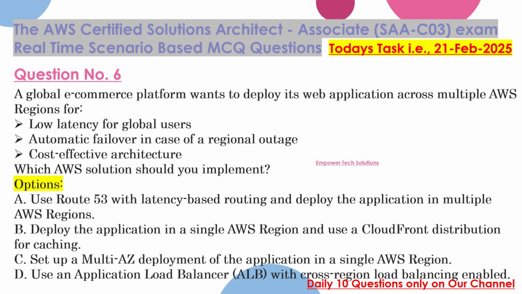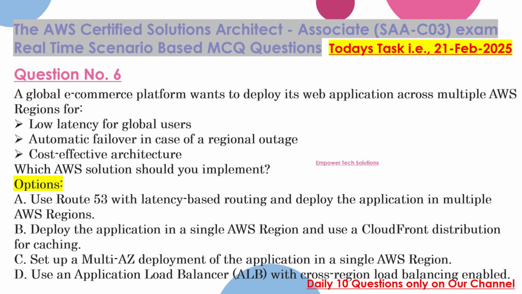Question 6. A global e-commerce platform wants to deploy its web application across multiple AWS regions for low latency for global users, automatic failover in case of a regional outage, and a cost-effective architecture. Which AWS solution should you implement? Options: A. Use Route 53 with latency-based routing and deploy the application in multiple AWS regions.